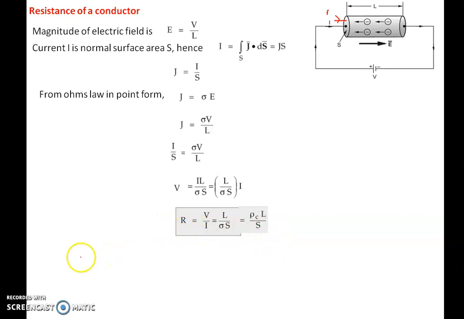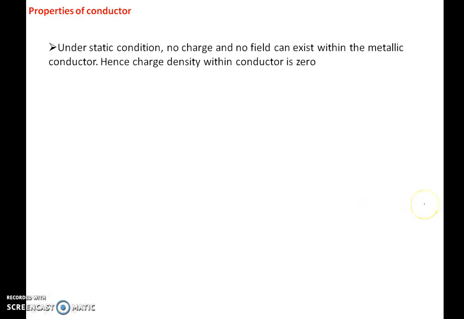Next we will see the properties of conductors. All the properties of conductors are considered when the conductor is in a static position. Under static conditions, no charge and no field can exist within the metallic conductor.